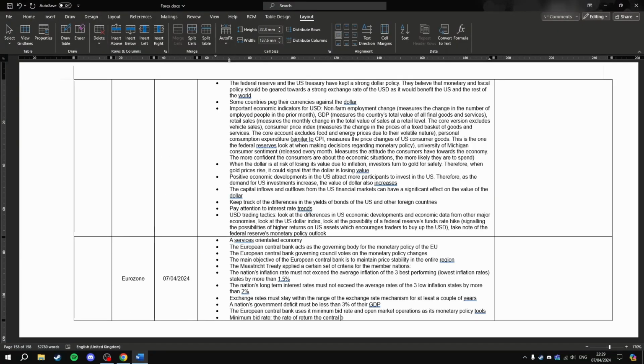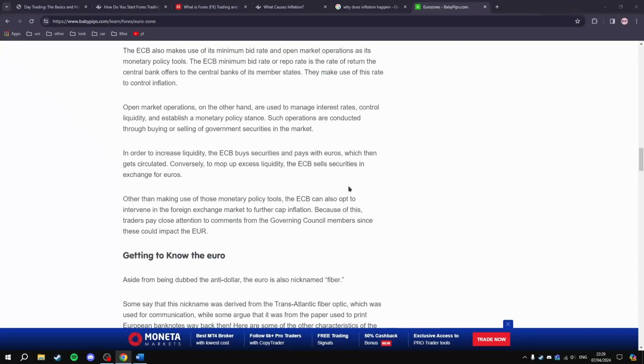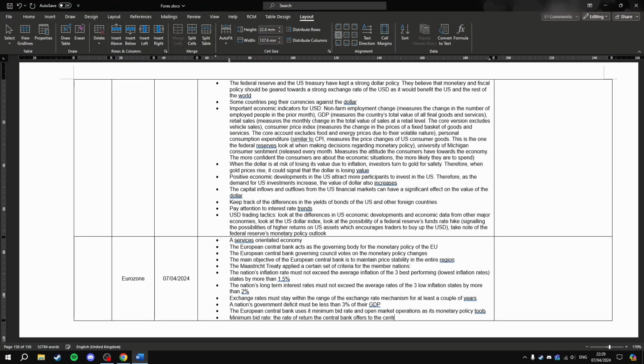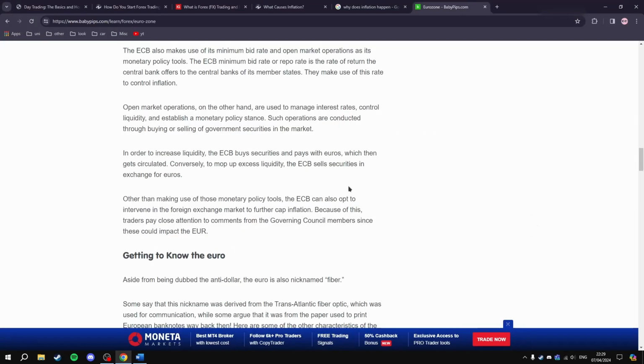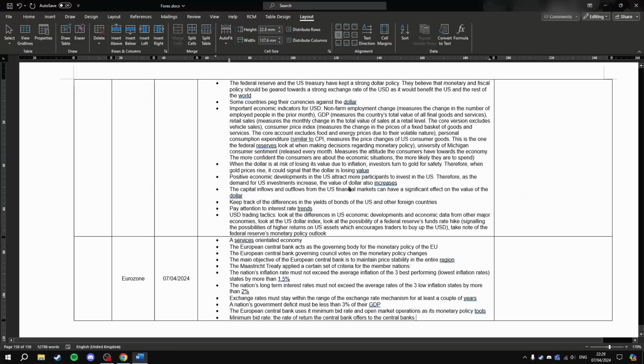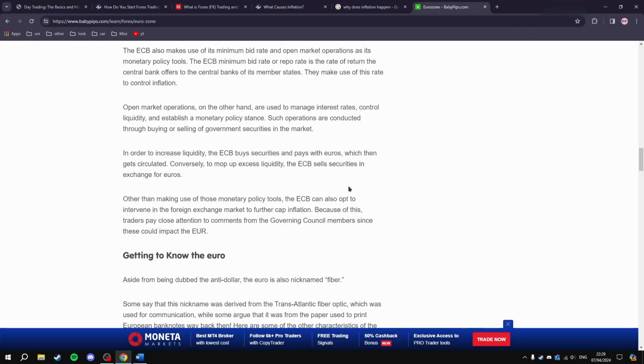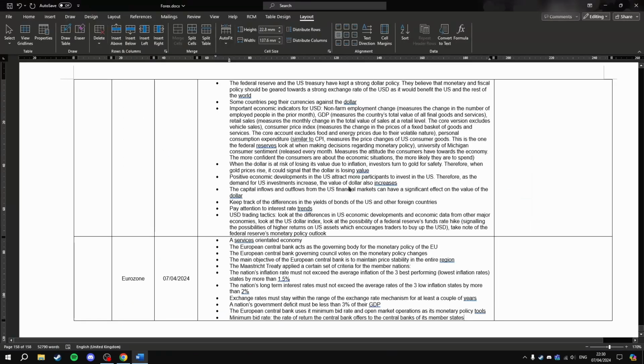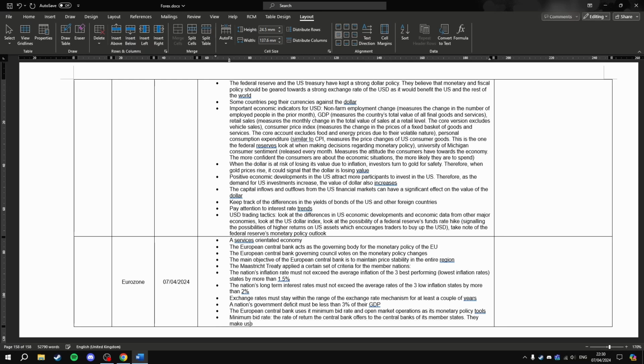The European Central Bank offers this rate to the central banks of its member states. They make use of this rate to control inflation.